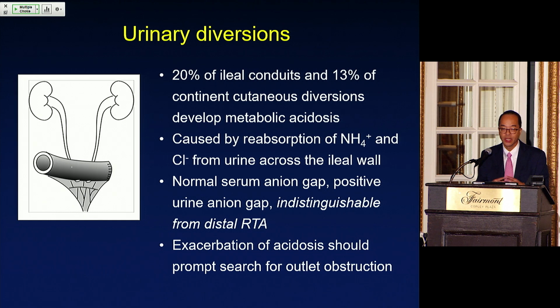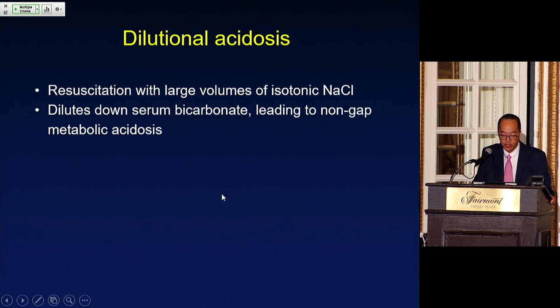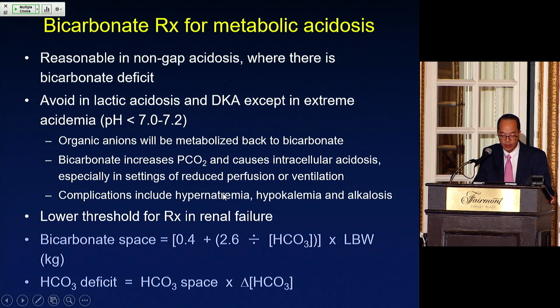So these patients can have a chronic metabolic acidosis and then come into hospital with an acute exacerbation. When they have an acute exacerbation, it's important to look for obstruction of their conduit or their continent pouch, because that's usually the cause: the urine sits in the conduit for too long, and so there's excessive absorption of ammonium that wouldn't normally occur. Dilutional acidosis, I think we already talked about, so I'm not going to go into that. Finally, a word about treatment.